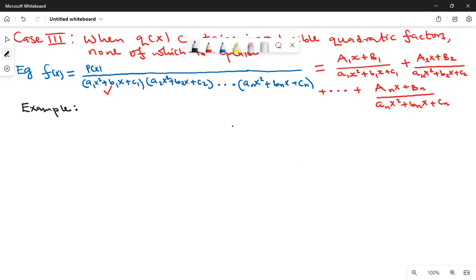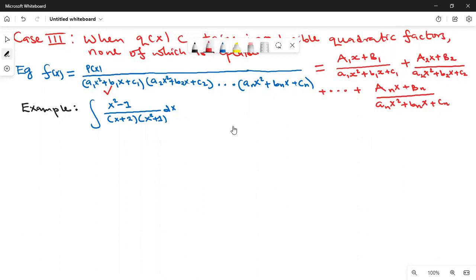In this example, we are asked to evaluate this integral. We have the integral of, let me give you a simpler one, in the numerator, x squared minus 1, and in the denominator, x plus 2 times x squared plus 1. We need to integrate this with respect to x.